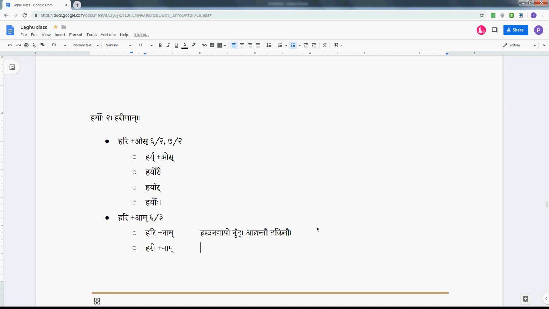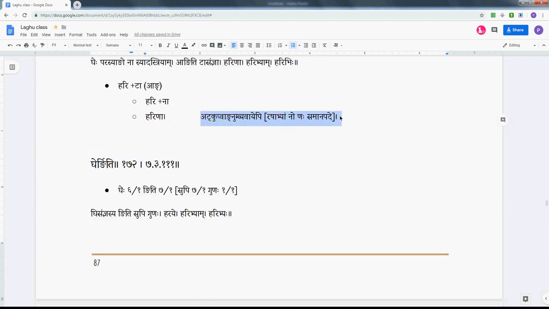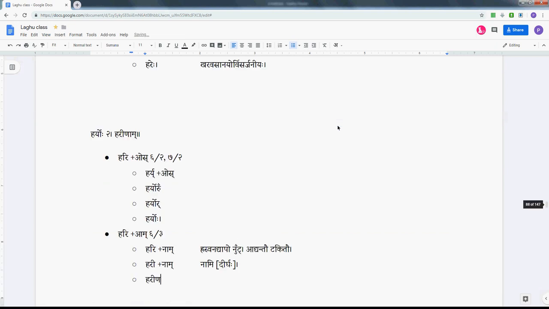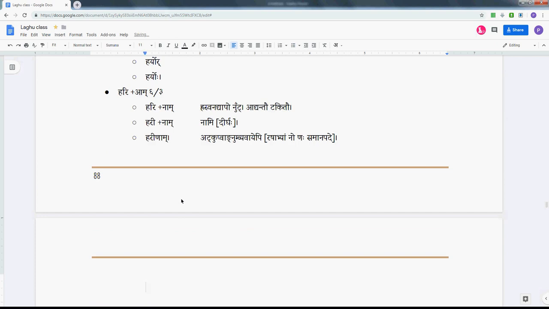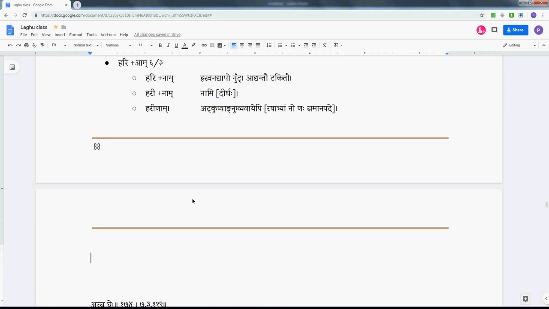Then Hari, this will become Hari by what? By Nami Dirgha. When Naam follows, Nami Dirgha, Dirghaha. Thereby Hari ikara will become long ikara. Now Hari Naam, nakara, what will happen? Same sutra that we saw, Natvam, Harinam: Atkupvangnumvyavayepi, Rashabhyam Nono Natvam Samanapade. What we saw here, I copy paste this. Thereby, rupa siddhi for shashti bahuvachana. What else is there? As an example, Harinam. Yeah, we are done. So this sutra is done.